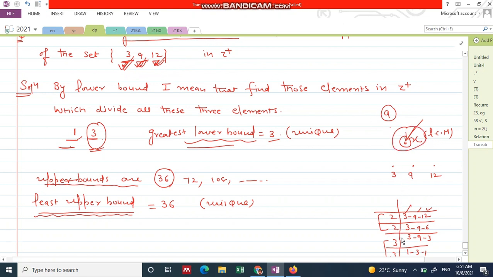So we now find the LCM. After finding the LCM, we find that the number is 36. So the number 36 and its multiples are all divisible by 3, 9, and 12. But out of these, which one is the least? Least is 36. So this least upper bound is also called LUB, least upper bound, and this is called GLB, meaning greatest lower bound. So the least upper bound here is 36.